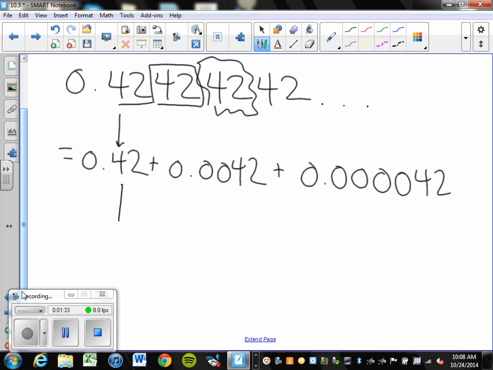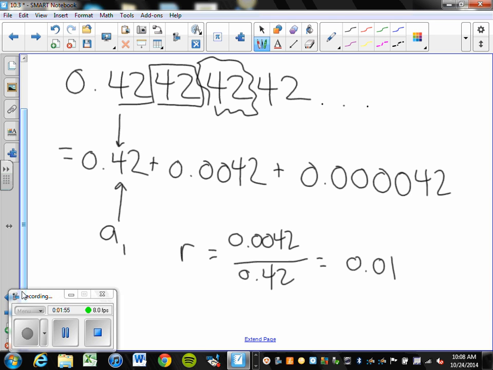Let's look at it. What is this? This is the first term in the series. What is the common ratio? It's 0.0042 divided by 0.42. And if you calculate that, you get 0.01. So my common ratio is 0.01.